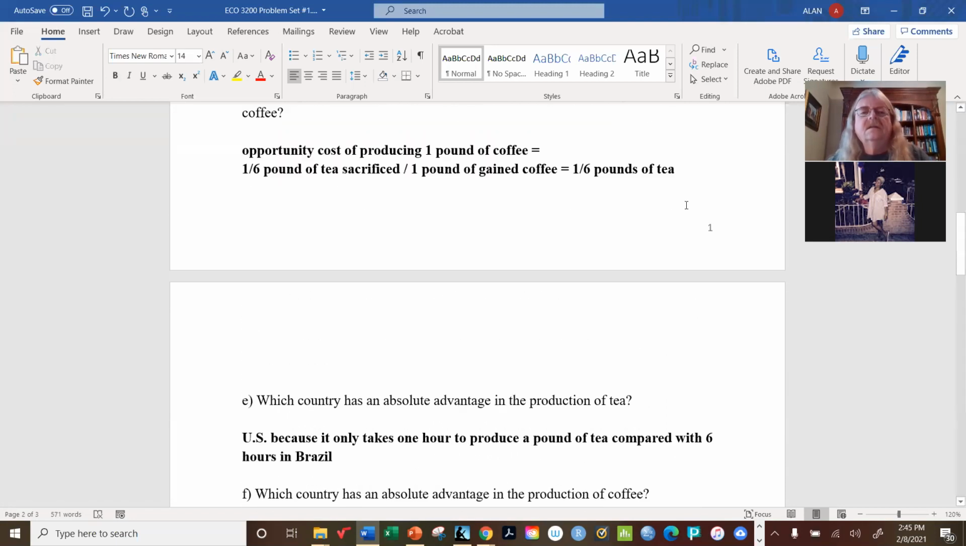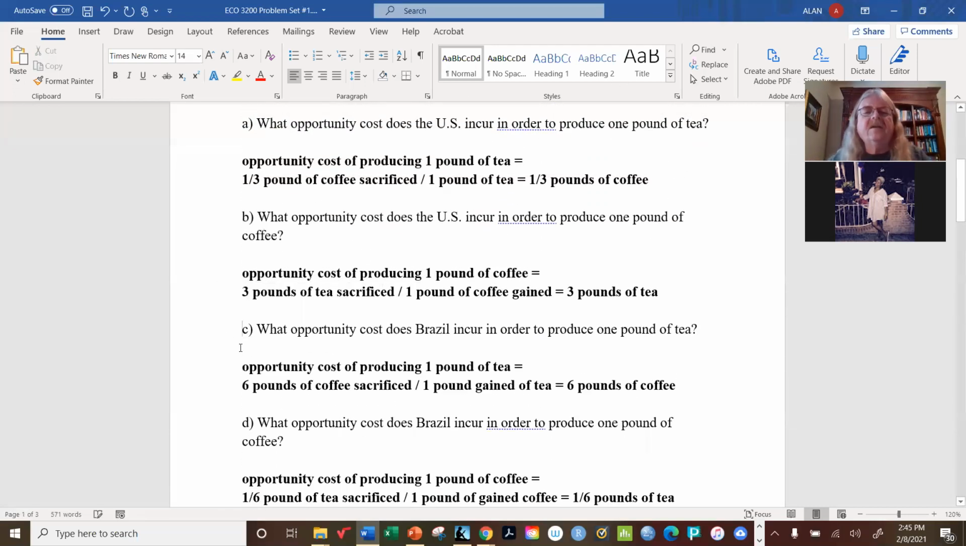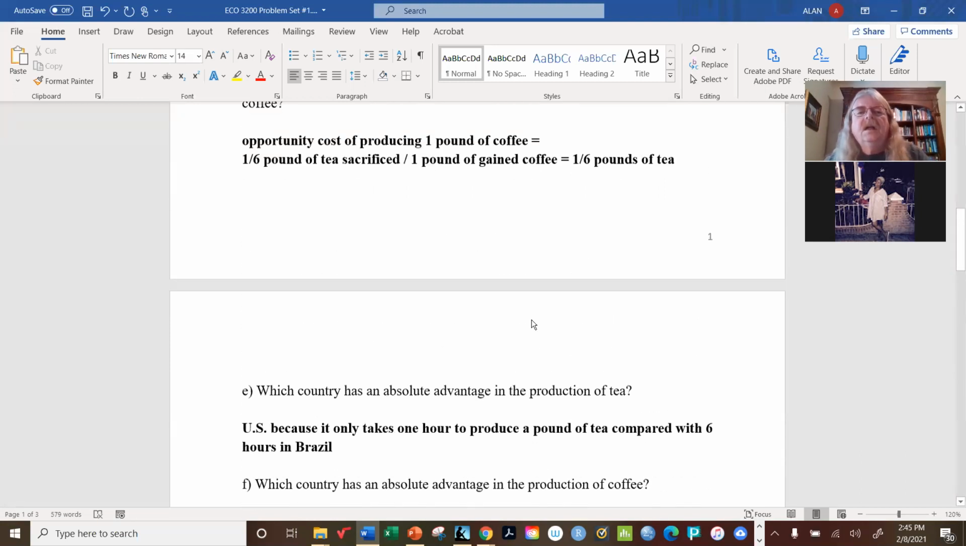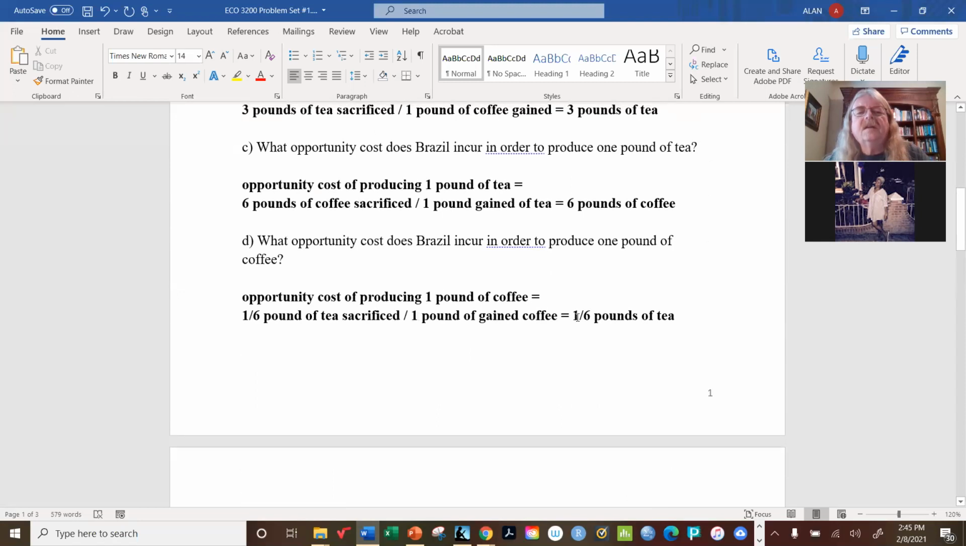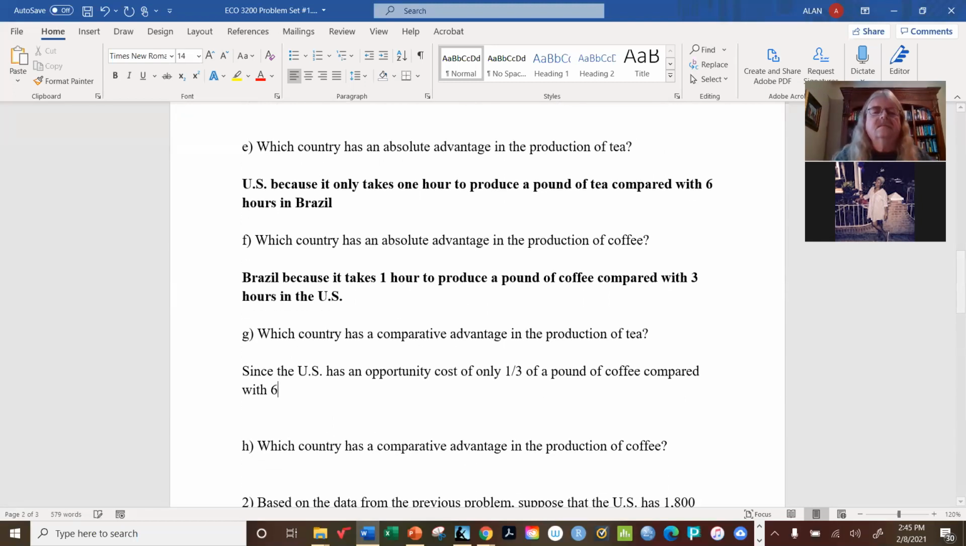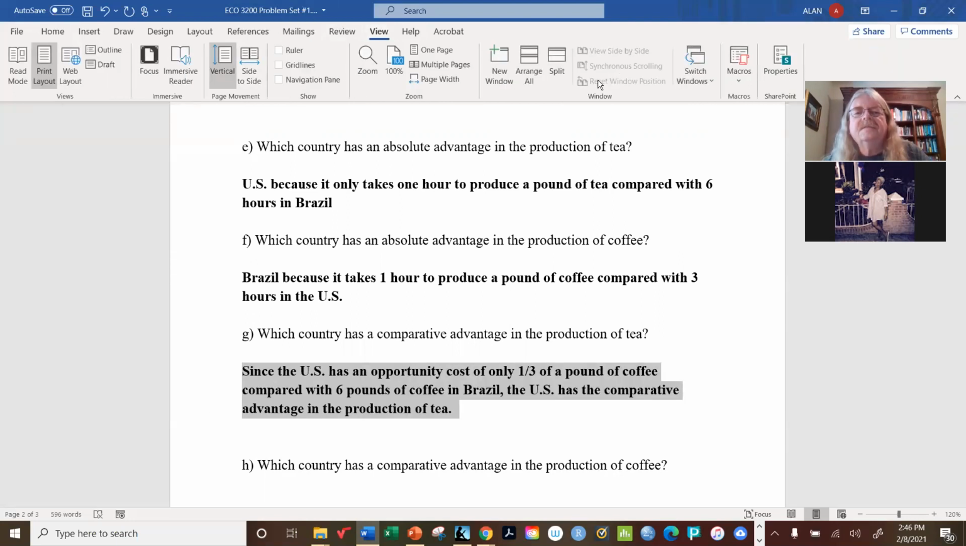of only, let's go back and get that. The opportunity cost for tea in the US is 1/3 of a pound of coffee. Compared with, in Brazil, the opportunity cost of tea is 6 pounds of coffee. So therefore, the US has the comparative advantage in the production of tea. And here, the key point is the lower opportunity costs.